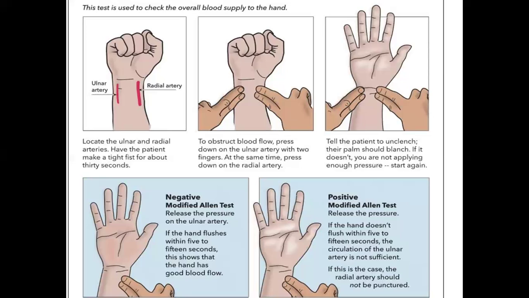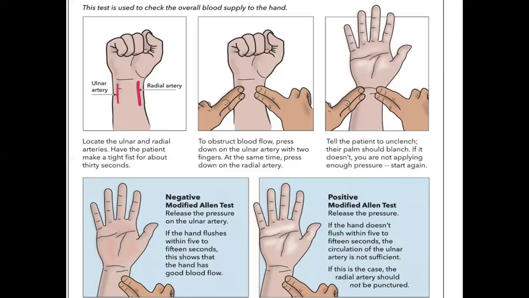Okay, so what is the procedure? See, there is an ulnar and radial artery. First thing we have to tell the patient to clench the fist, and we obstruct the blood flow by pressing the patient's ulnar artery and the radial artery. Okay, both. Just tell the patient to make a tight fist. Then we will press the ulnar and the radial artery with two fingers. Okay, then we will tell the patient to unclench. Okay, see the third picture, unclench. Okay, and we just release the ulnar artery pressure.